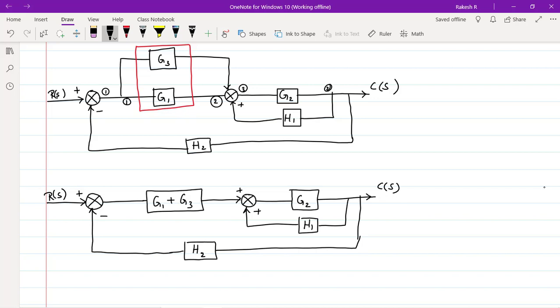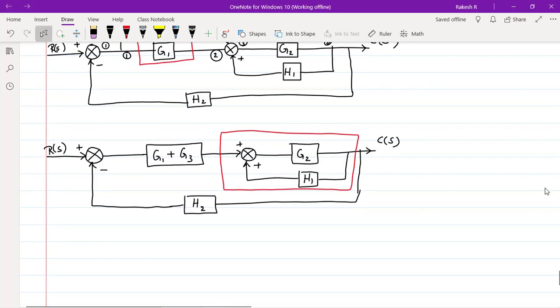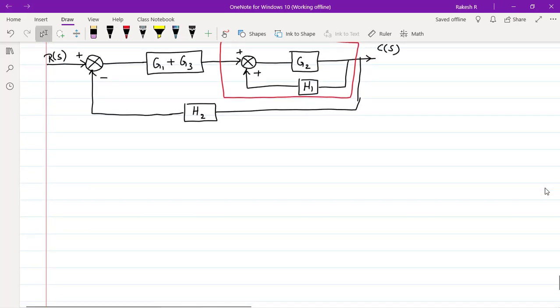Now after this, again follow the steps. Check whether we have the blocks in series. No, we don't have any blocks in series. Check whether the blocks are in parallel. No, we don't have any blocks in parallel. Check for a simple feedback loop or minor feedback loop. See here what we have, G2 H1, this becomes a minor feedback loop. So what are we supposed to do? Now we shall reduce this minor feedback loop here.